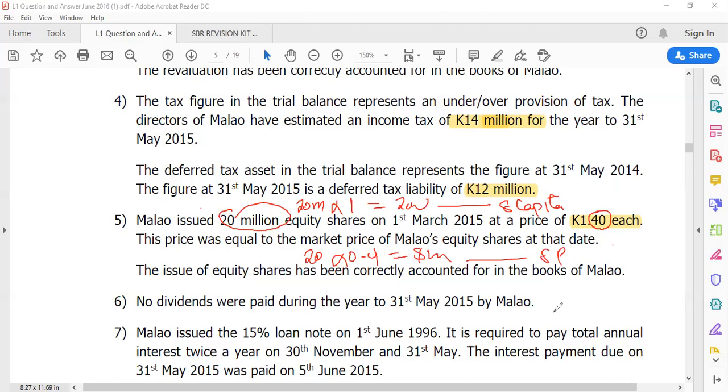As easy as that. The par value is 1/4. It sells at 1.4, meaning it's benefiting 0.4 per share. So to avoid confusing yourself, simply multiply the par value by the number of shares, 1/4 by 20 million. And then the difference, multiplied by the number of shares again. Then go and post.